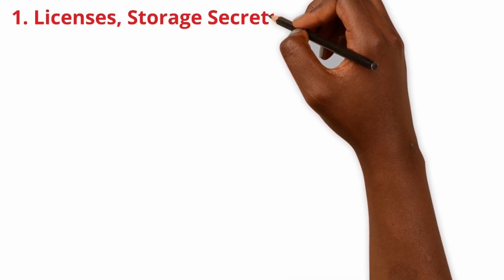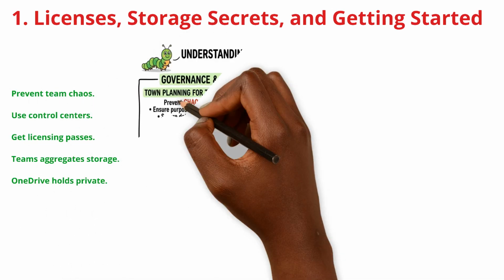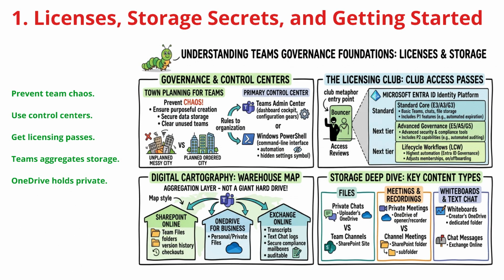Think of governance as essential town planning preventing digital chaos. Admins master either the visual graphical admin center cockpit or the automated speed of PowerShell to enforce organizational rules. Next, navigate the different Entra ID tiers of club access passes, ranging from standard to advanced, to join the licensing club, activating crucial features like lifecycle workflows and the automated bouncer of access reviews.